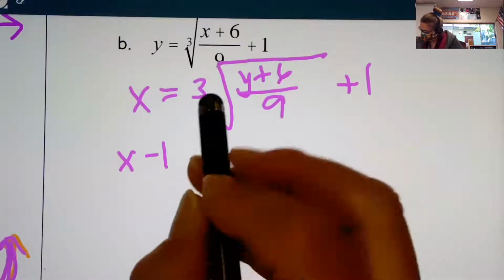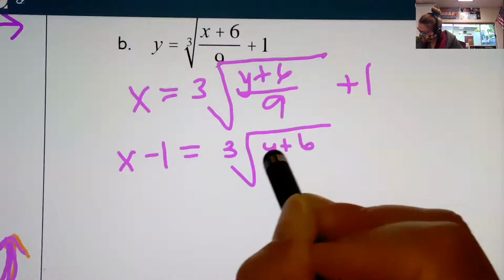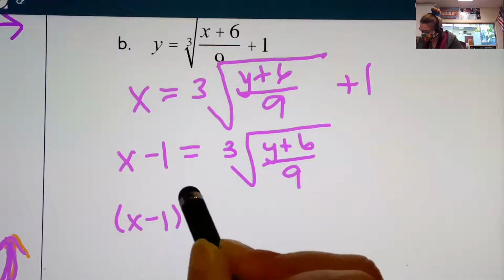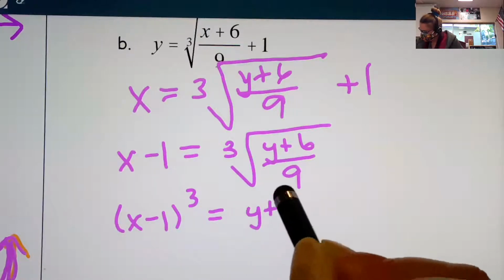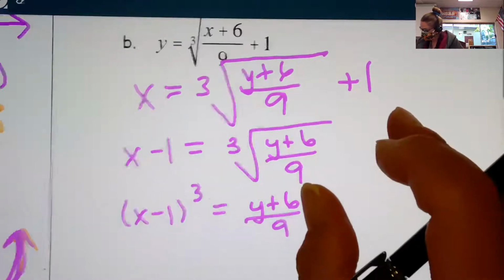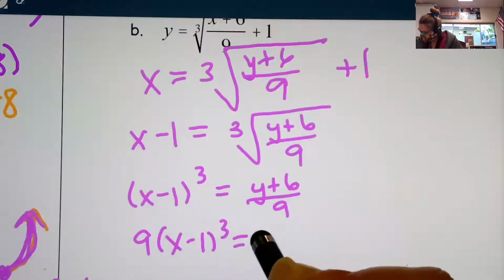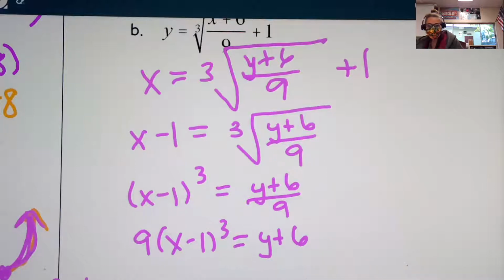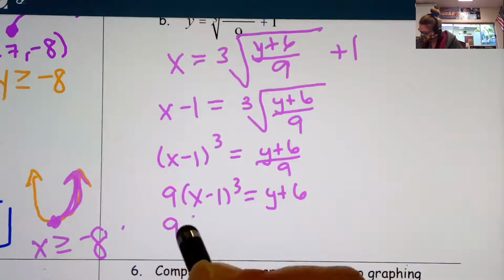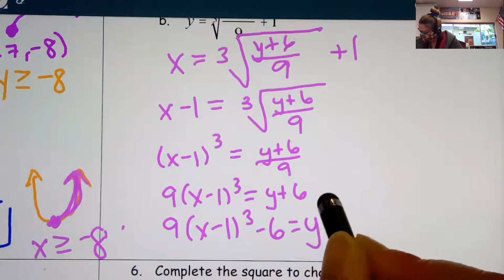Okay. And then I am going to cube both sides. So again, I'm going to have x minus 1 cubed equals y plus 6 over 9. I'm going to multiply both sides by 9. So I'm going to have 9 times x minus 1 cubed equals y plus 6. I'm going to minus 6 from both sides. So I'm going to have 9 times x minus 1 cubed minus 6 equals y.